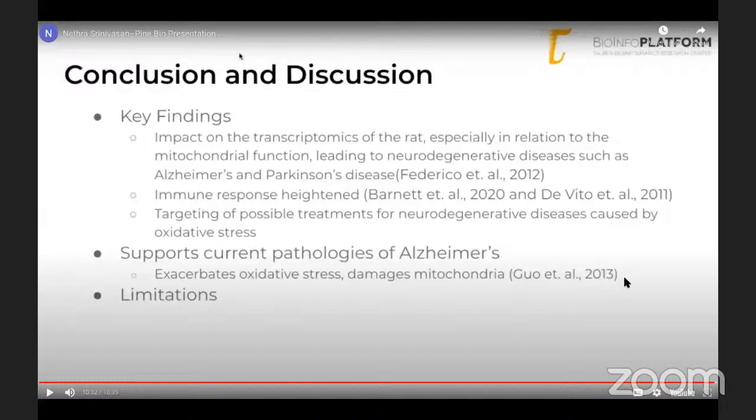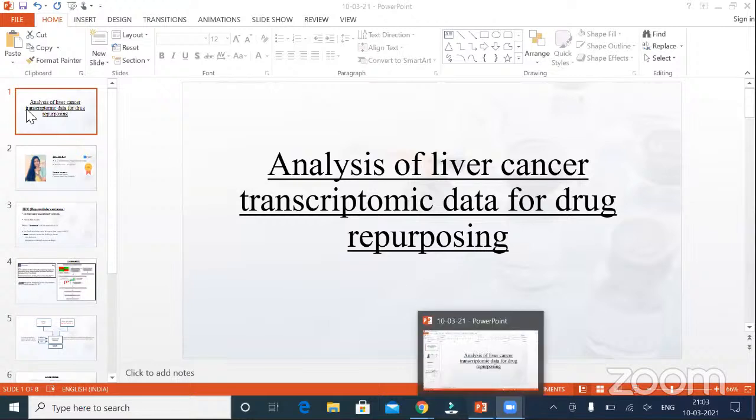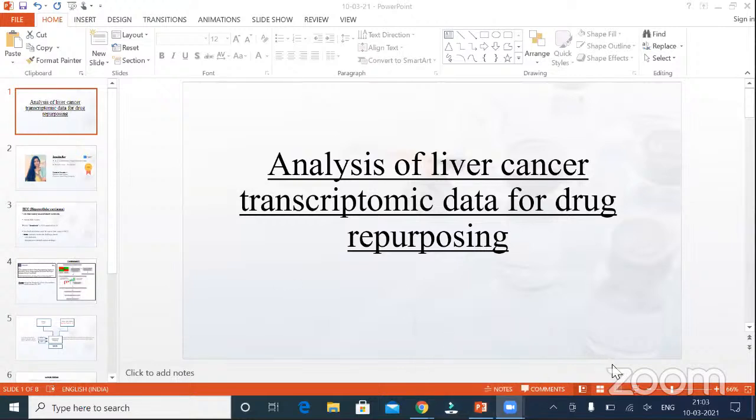Thank you, Dr. Harpreet. For the next presentation, we have our intern Sonalika Ray, who will be presenting on the analysis of liver cancer transcriptomic data for drug repurposing. Sonalika, please go ahead.